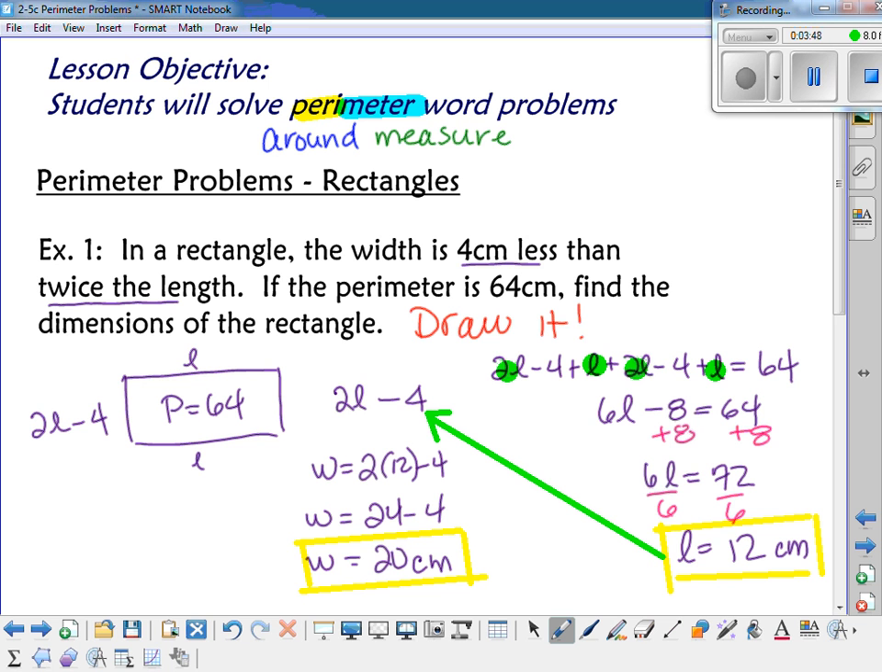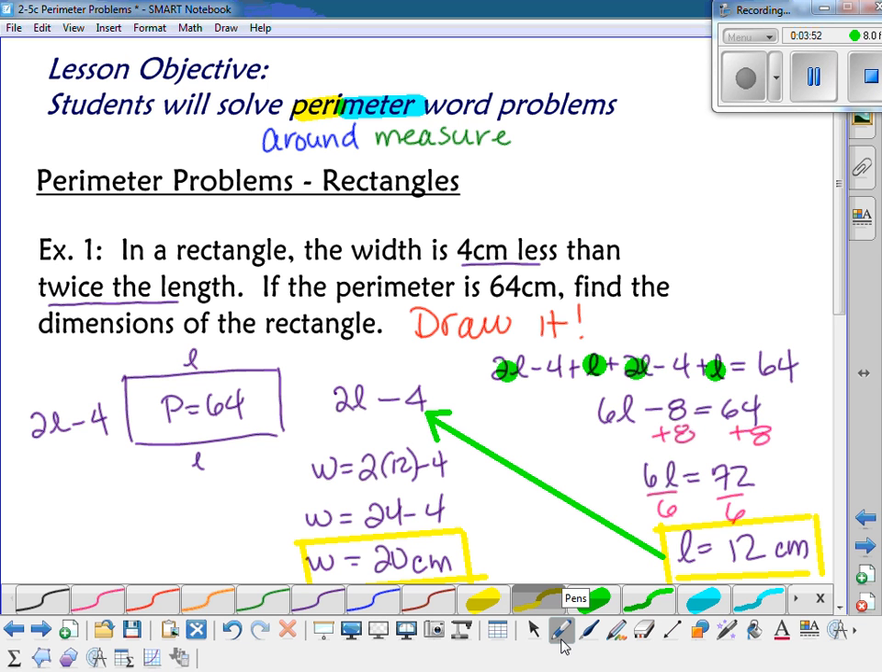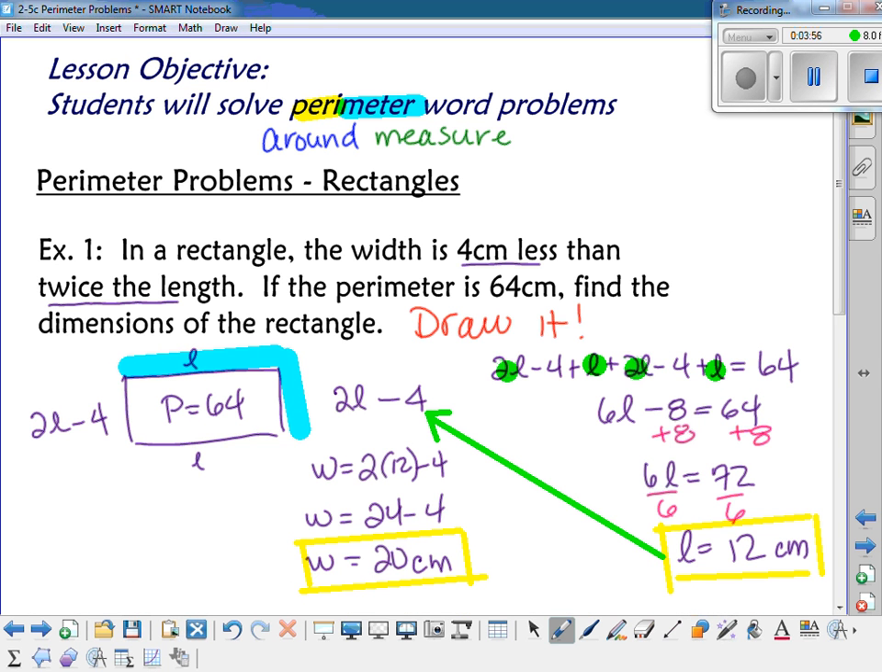The 2L minus 4 plus L, the 2L. Okay. What I did is I added the sides going around the rectangle. I had this side was L, this side was the 2L minus 4, this side was L, this side was 2L minus 4. So I just added those 4 things together. And then they had to equal the perimeter of 64. Okay? All right.